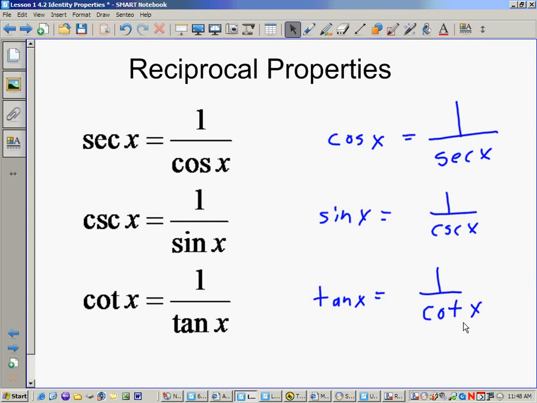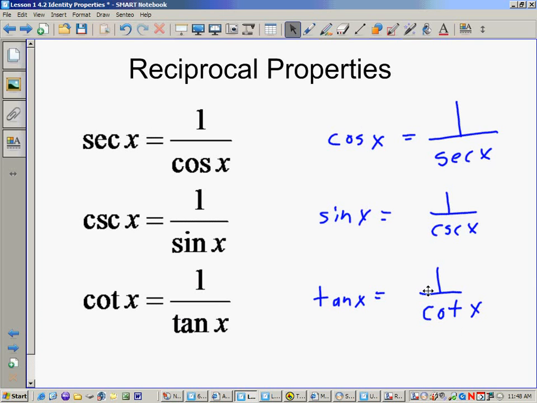Secant of x is 1 over cosine. Cosecant of x is 1 over sine. Cotangent of x is 1 over tangent. Cosine of x is 1 over secant of x. Sine of x equals 1 over cosecant of x. Then finally, tangent of x equals 1 over cotangent of x.